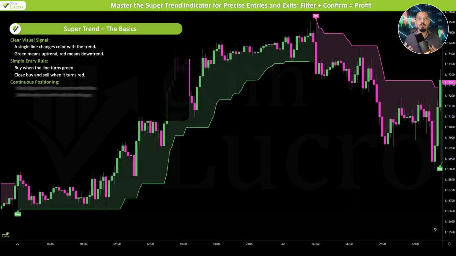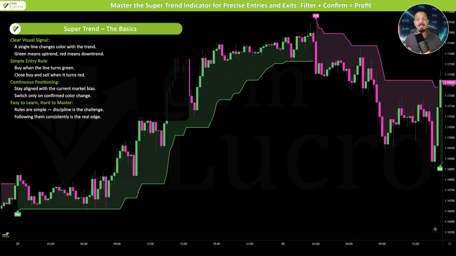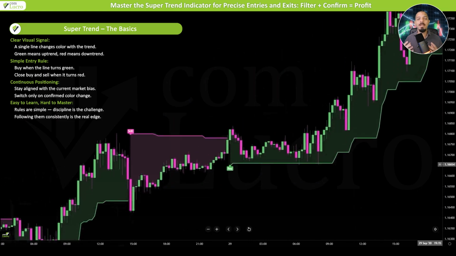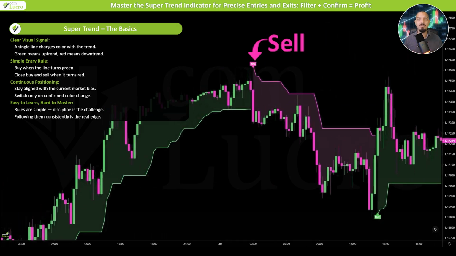When you load the Super Trend Indicator, you'll notice a single line that shifts from green to red and back again. Using it is straightforward. If the line turns green, you enter a buy position. If it turns red, you close your buy and open a new sell position.